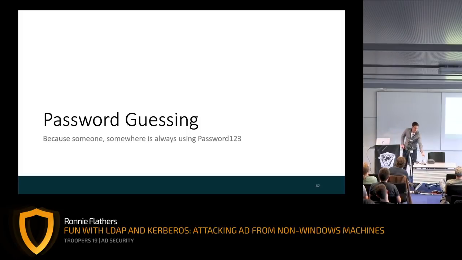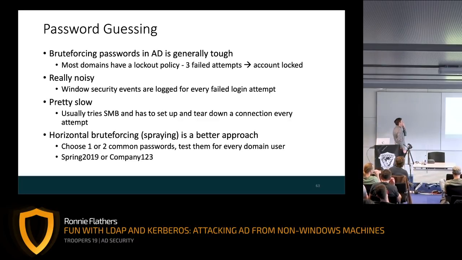All right, a brief detour now to another pen test technique. Sometimes if I'm on an internal network and I can't get a foothold, nothing's working, I have to resort to some password guessing, because someone somewhere is always using Password123 or Company123. Brute forcing passwords in Active Directory is generally pretty tough. Most domains have a lockout policy. It's pretty noisy, there are lots of security events, and in my opinion, it's also pretty slow.